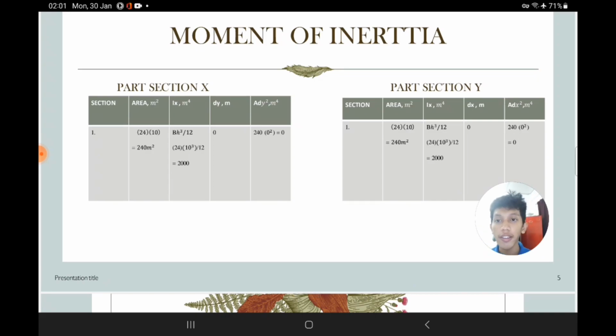And this is the moment of inertia of the gate. So right now this is the first section, which is section 1, 24 times 10 is 240. For the Ix value, referring to inertia, we use bh cubed divided by 12. 24 times 10 to the power of 3 divided by 12 is 2000, and there is no change in terms of the dy value. ADy is 240 times 0, which is 0. For the part of section 1, we have the same amount, 240 meter squared. The inertia value is also the same, 2000, and the dx value is 0, and ADx squared is 240 times 0 squared, which is 0.